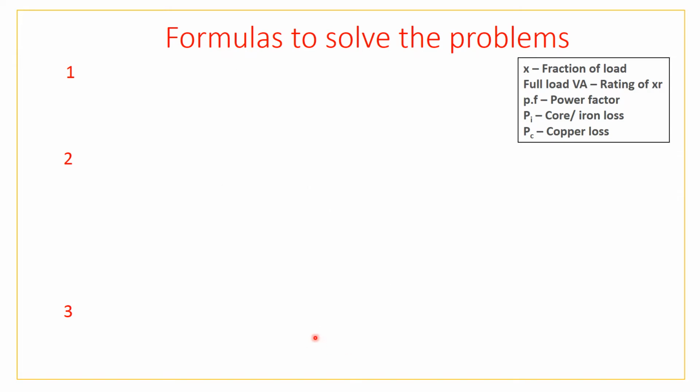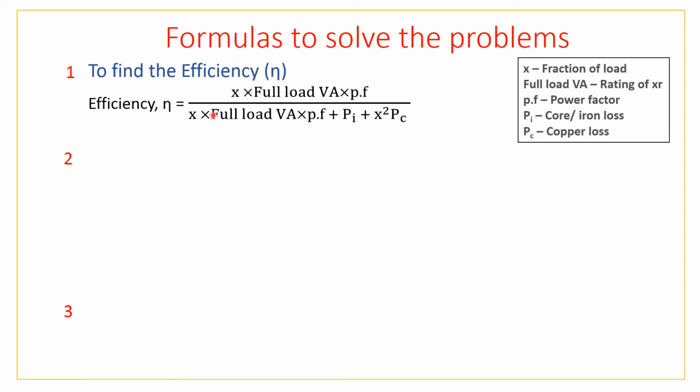Now we'll move on to the formulas to solve the problem. So to find the efficiency, we have already seen that efficiency is equal to X into full load VA into PF by X into full load VA into PF plus PI plus X square PC, where X is the fraction of load. So for full load, X is equal to 1. For half load, X is equal to half. For 3 by 4th, it is 3 by 4. For 1 by 4th load, it is 1 by 4. So this is how the fraction of load will be taken based on the question.